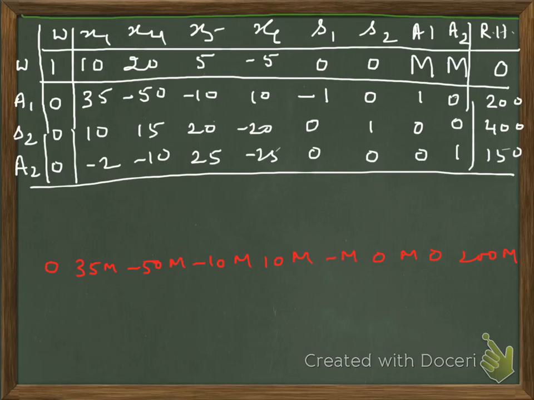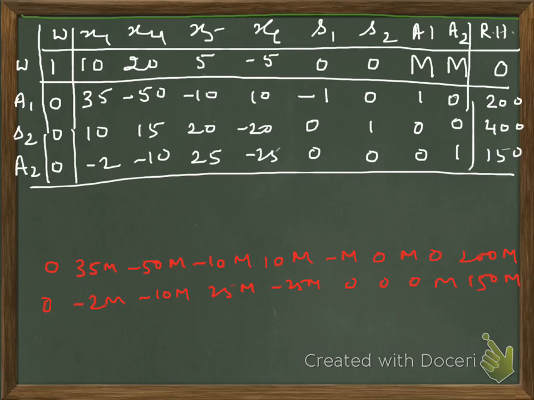Same way we multiply the a2 row also by m. So we get 0, minus 2m, minus 10m, 25m, minus 25m, 0, 0, 0, m and 150m.